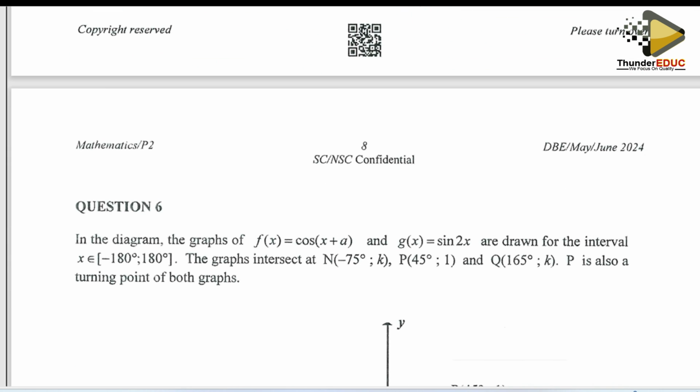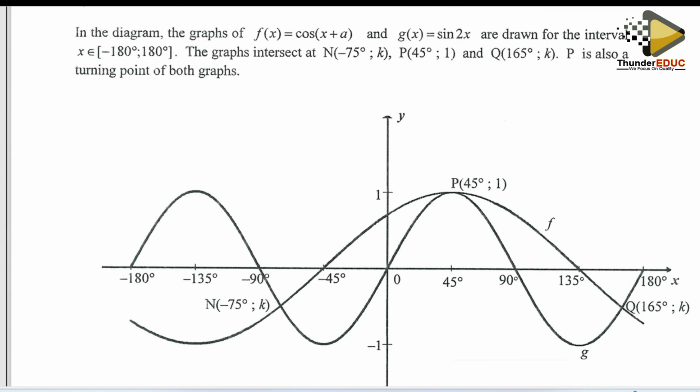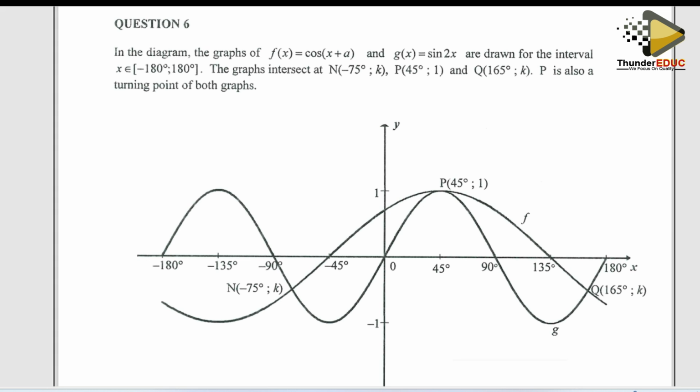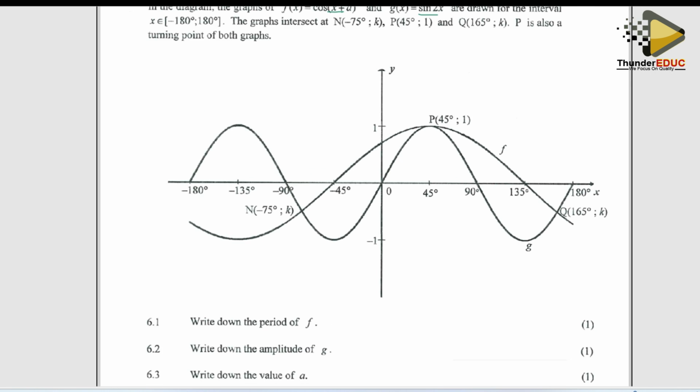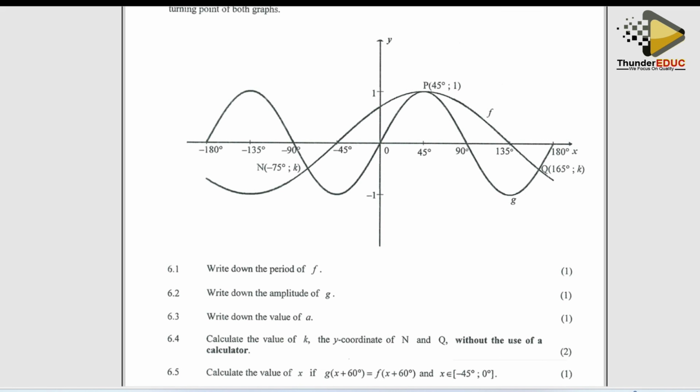Okay. Question number 6. The trig graphs. They are telling us that in the diagram, the graphs f of x is this, and then g of x is that. They are drawn within that interval, this and that. We have the turning points. Okay. Write down the period of f.